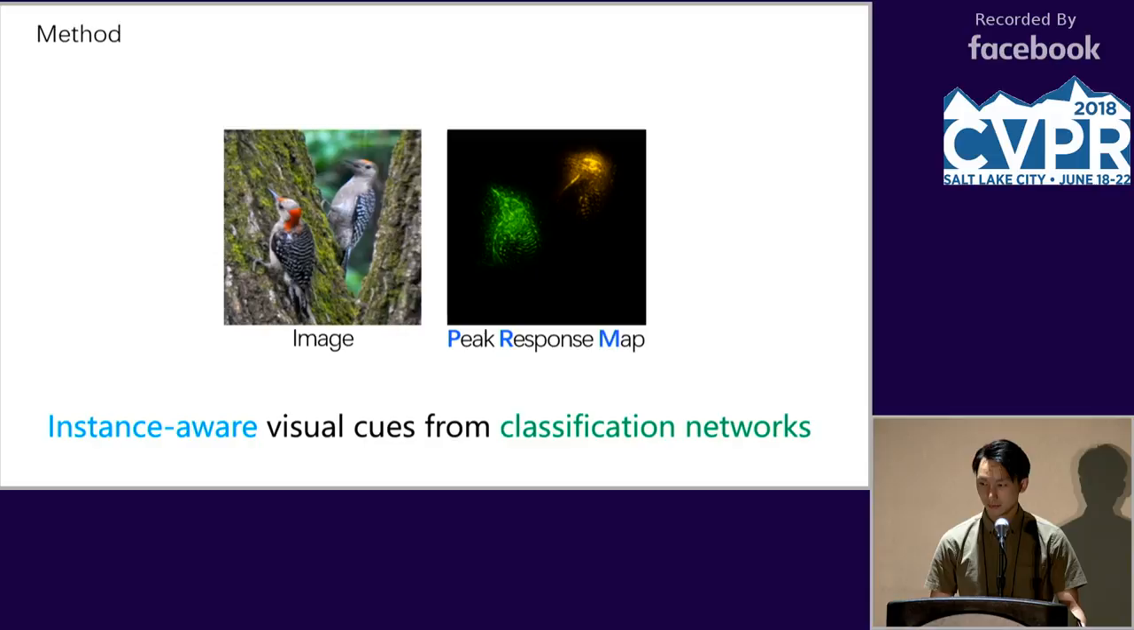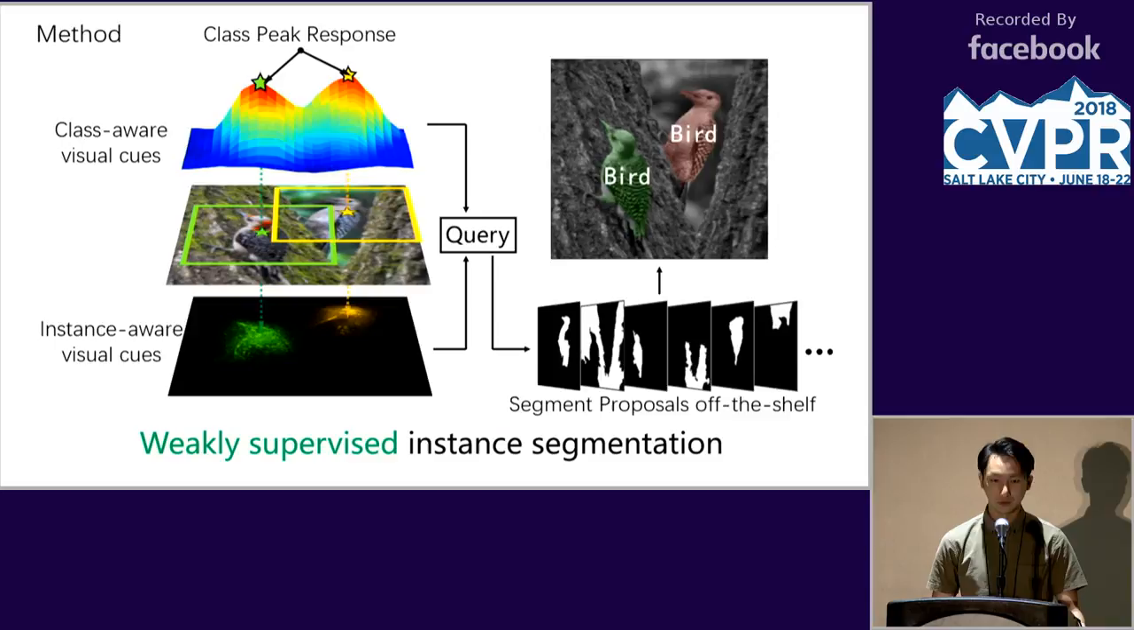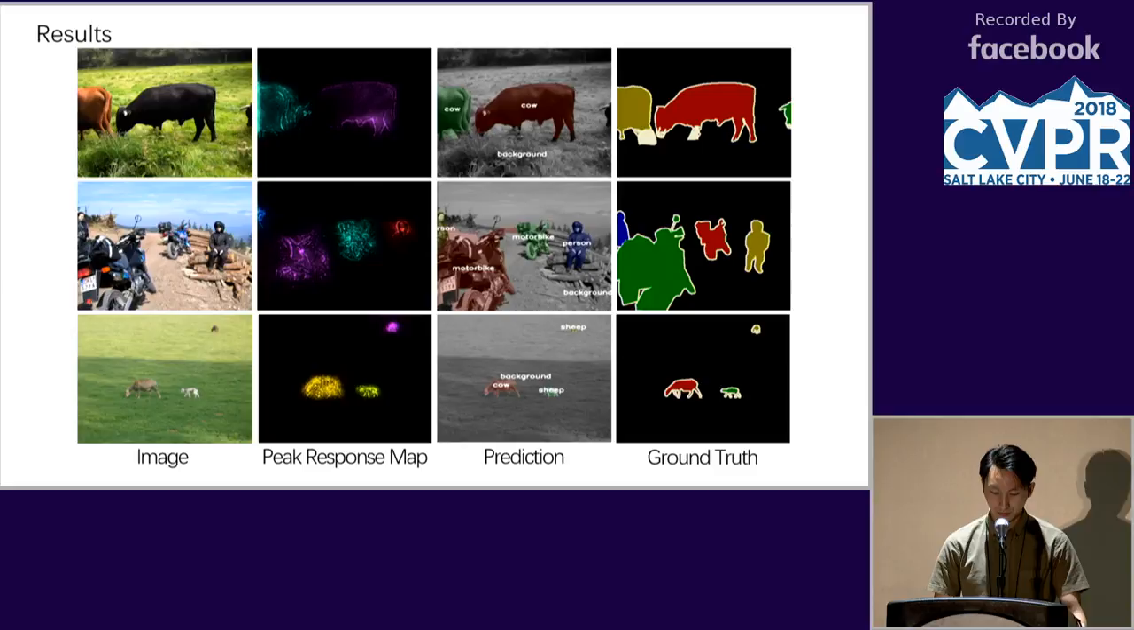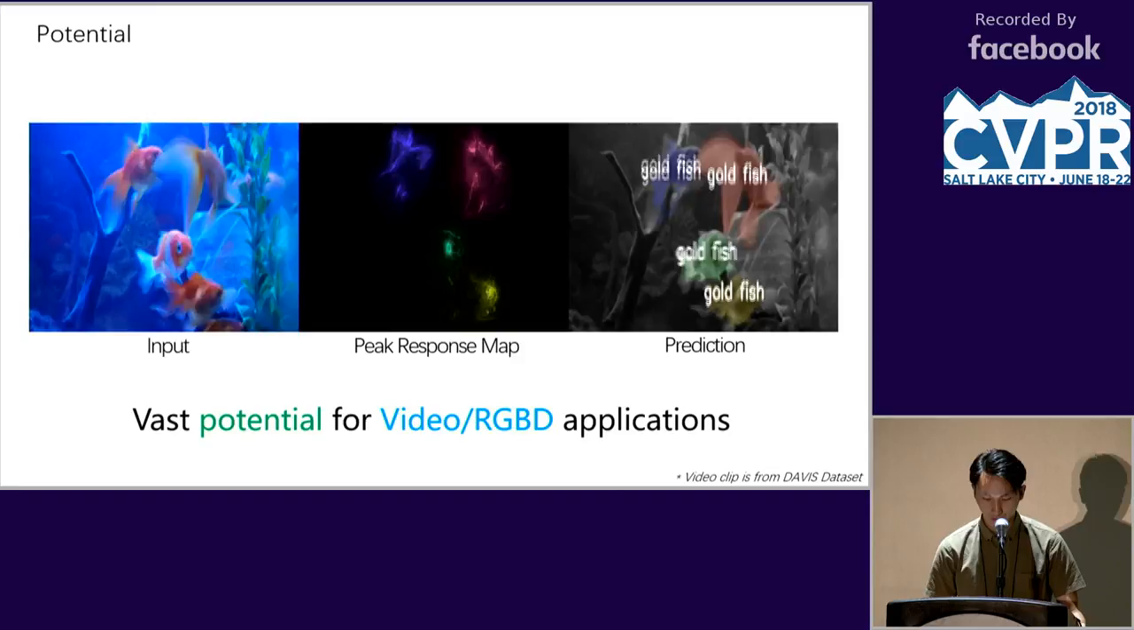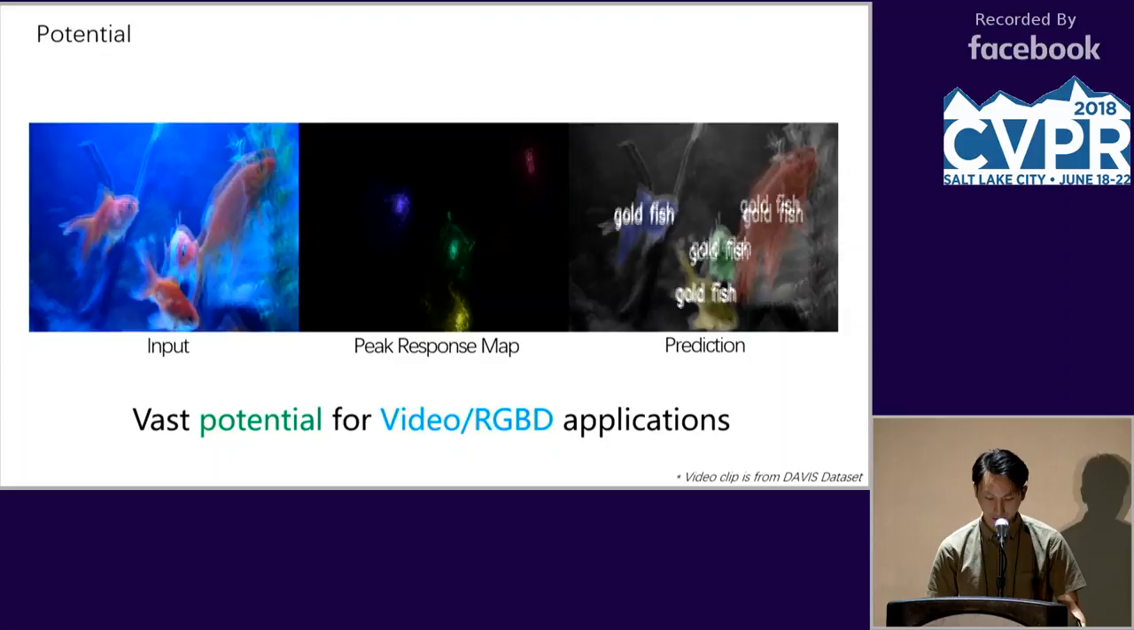At last, with the class-aware and instance-aware visual cues extracted from the classification network, we retrieve instance masks from off-the-shelf segment proposals. Here are some results on the Pascal VOC dataset, showing that promising visual cues and predictions can be obtained even in some complex scenarios. As a first step in this challenging task, the overall performance is still bounded by the proposal quantity. Nevertheless, the proposed technique shows great potential in video and RGBD applications, where rich information can be utilized to produce proposals of high quality.